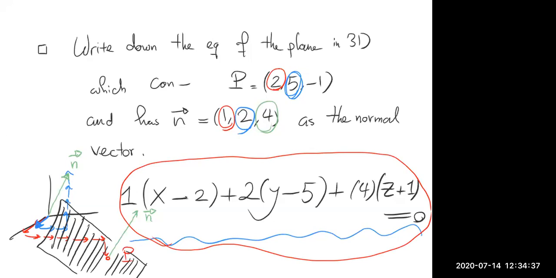Now we can continue this. I would explain the logic behind this too. So we have (x minus 2) plus 2 times (y minus 5) plus 4 times (z plus 1) equals 0. Okay, that's the equation. This is called the standard form.